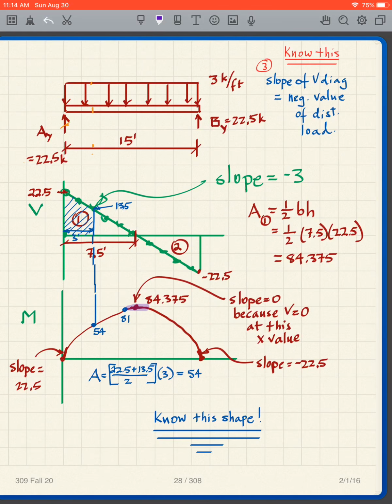Okay. So again, I've got what looks like a bow tie in a way, and this is an upside down parabola, approximately. You need to know this shape.